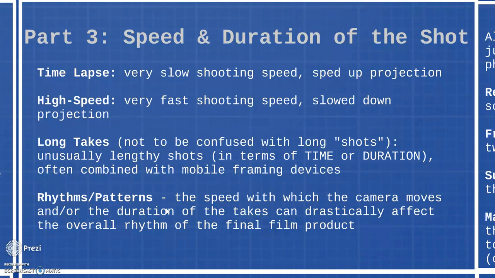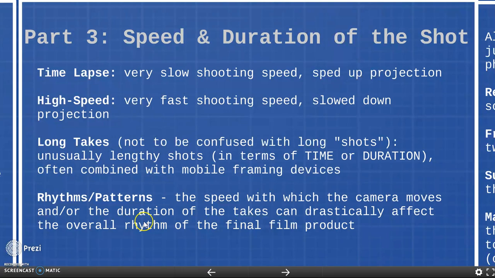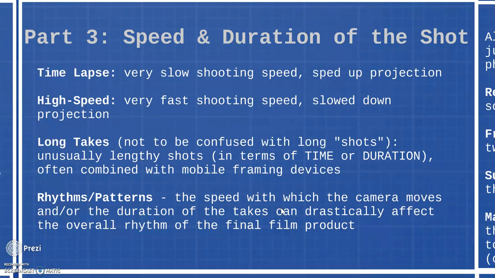The speed with which the camera moves or the duration of the takes can drastically affect the overall rhythm of the final film product. So this isn't just how long the camera might focus on any given object before moving away or cutting away, but also if the camera is moving, if we have mobile framing, is the camera moving quickly or slowly? If it's on a track and the camera is moving slowly along, following something at a very gradual and easy pace, versus the camera is on a high-speed car, hurtling down a track, moving very, very quickly, then that's going to affect the rhythm and the pattern that the film is creating.